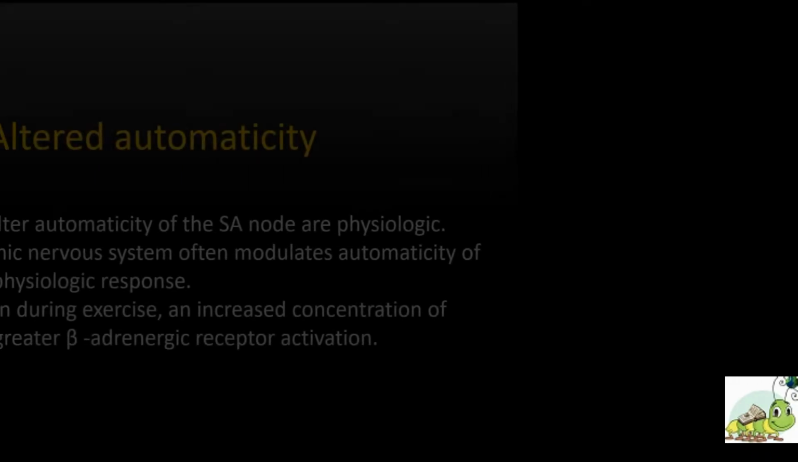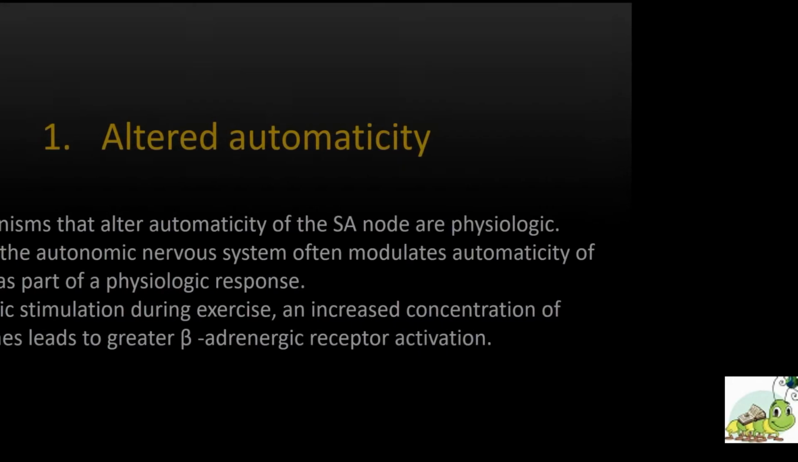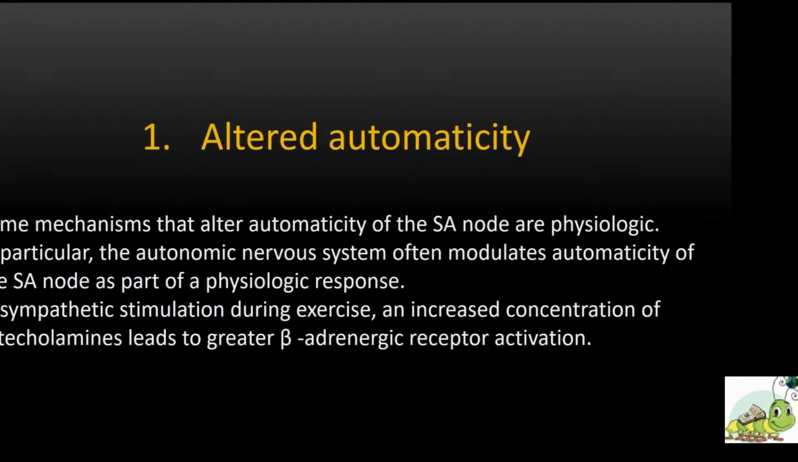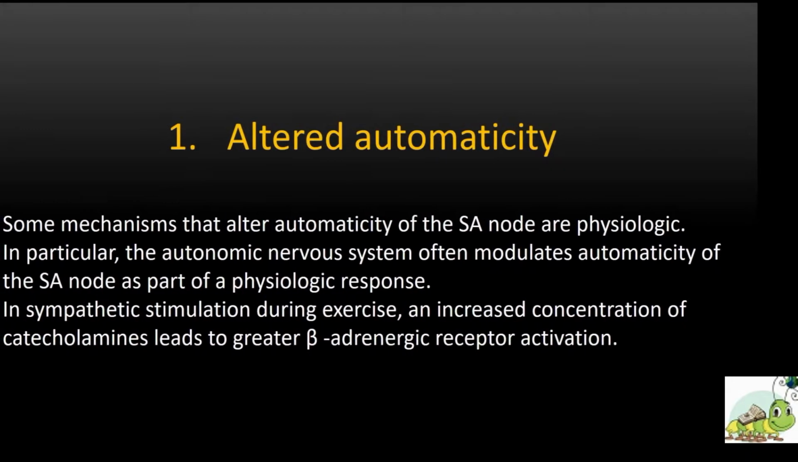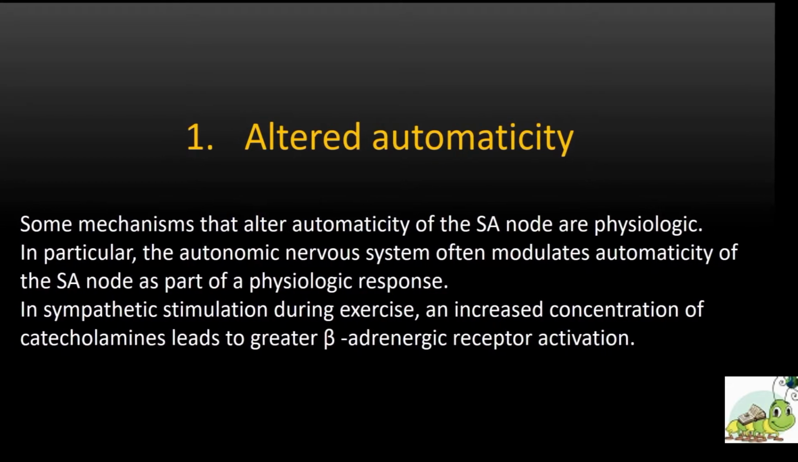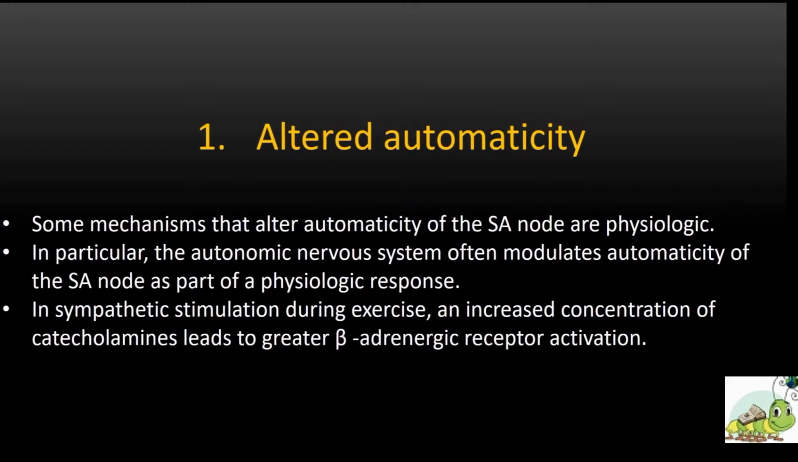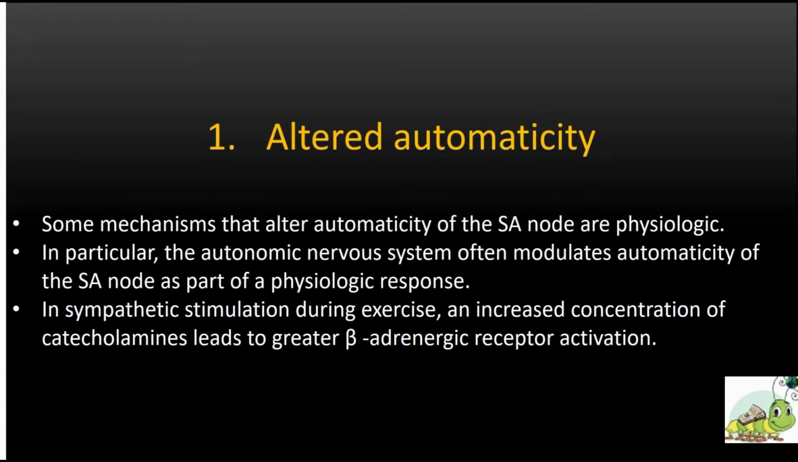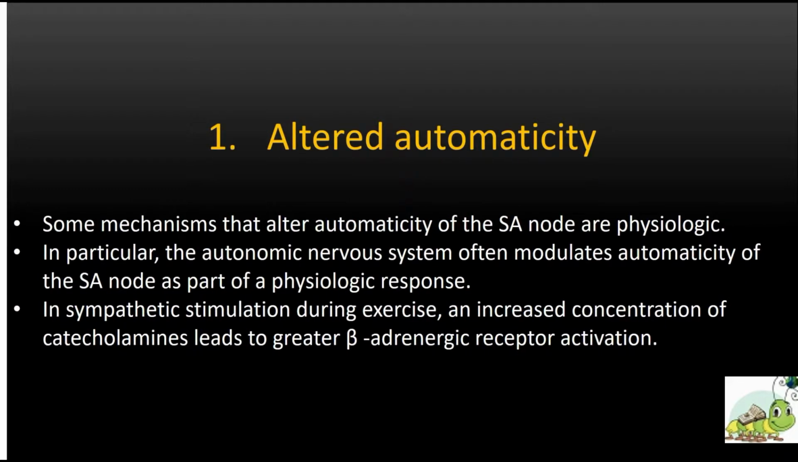Number one is the altered automaticity. Some mechanisms that alter automaticity of the SA node are physiologic. In particular, the autonomic nervous system often modulates automaticity of the SA node as part of a physiologic response.